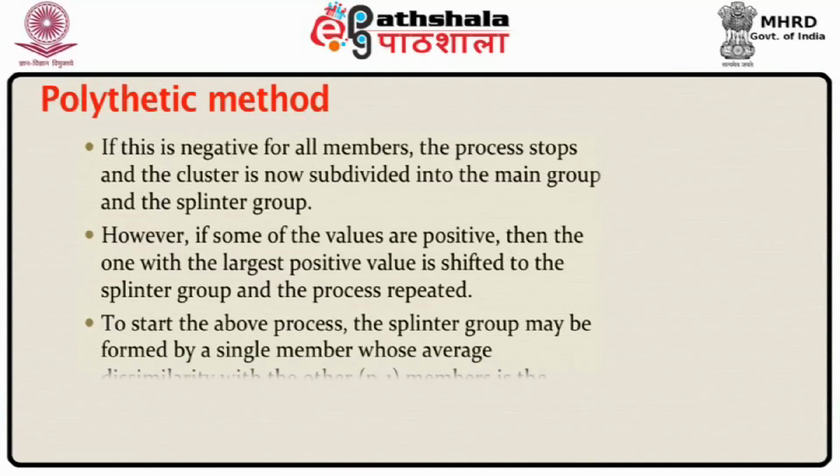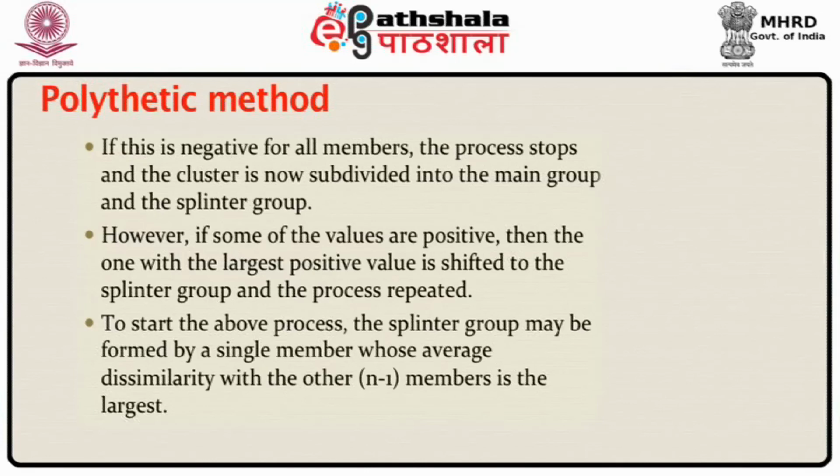In this case, we need to shift this individual to the splinter group and then repeat the whole process. We continue with the process till there are no such positive values. So till all the values come out to be negative, we continue to shift members from the main to the splinter group. And that is how we actually do a polythetic method.